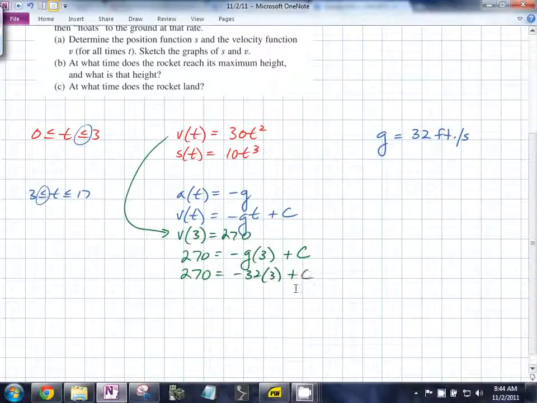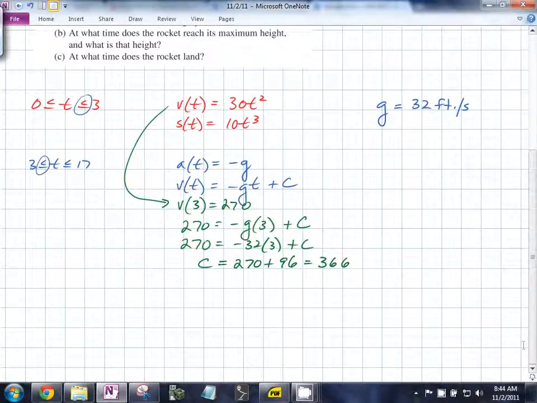So what's c going to equal here? 270 plus 96, so that's going to be 366, correct? That's a nicer number. There's no decimal. Yeah, the decimals tend to collapse. So now we know that v of t for this section is equal to negative 32t plus 366. Do you agree with that? This is going to be a little bit cleaner. So that's our velocity.